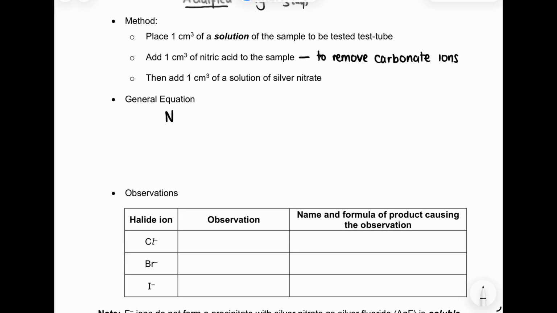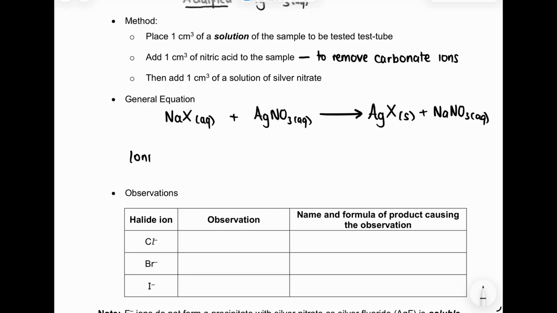Our general equation is that we take maybe the sodium halide and we react it with silver nitrate solution to create a silver halide precipitate, AgX, solid, and then, in this case, sodium nitrate. So if we look at our ionic equation for that, which is, remember, always better for precipitation reactions, our halide ion is going to react with our silver ion to create a precipitate of a solid silver halide. And we're going to get different colours.